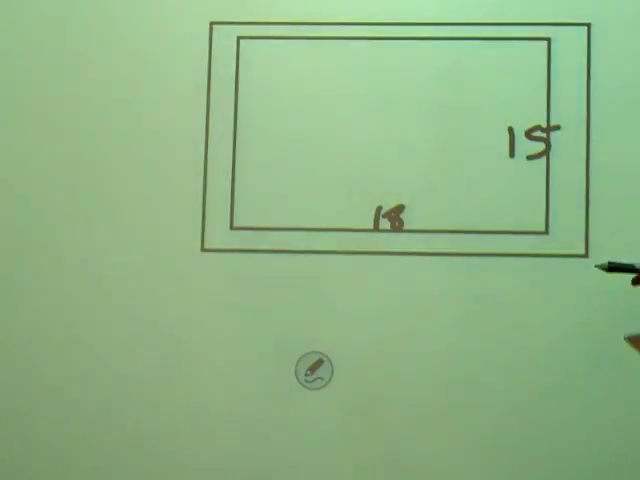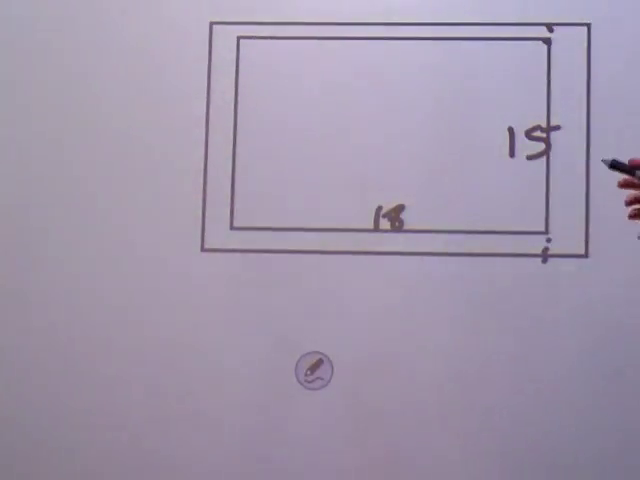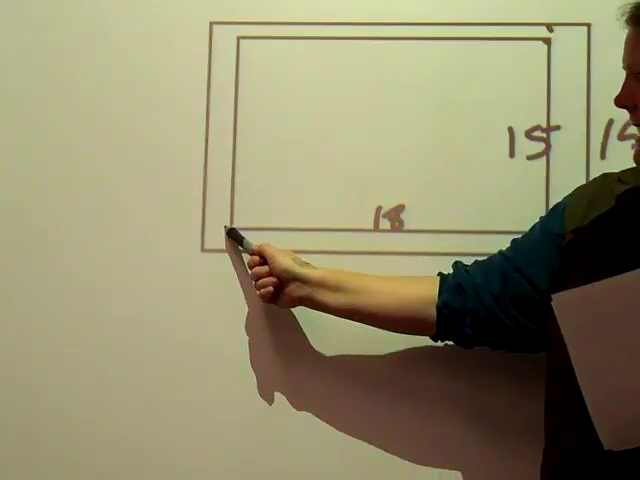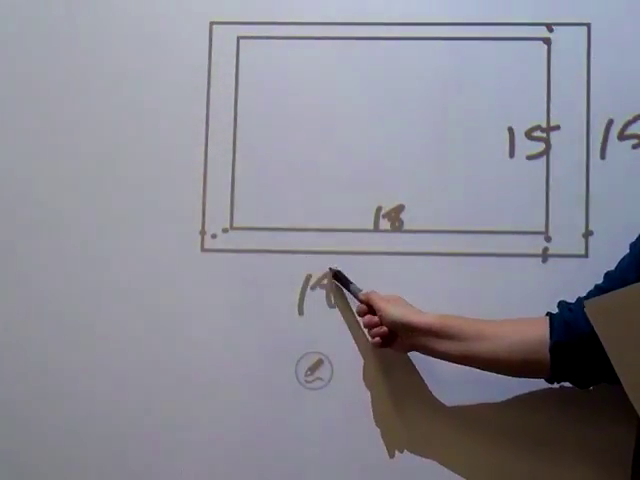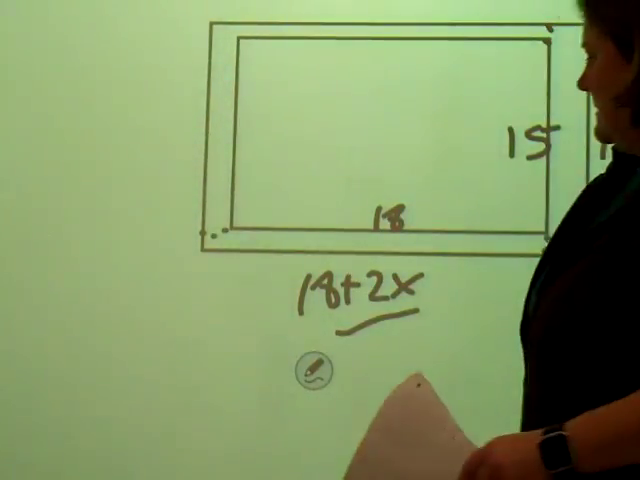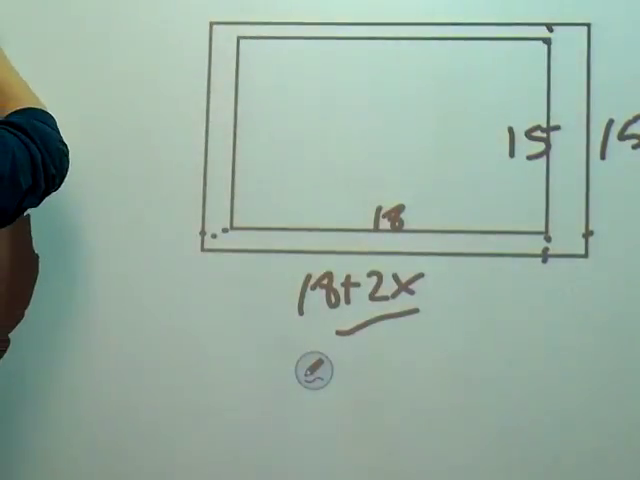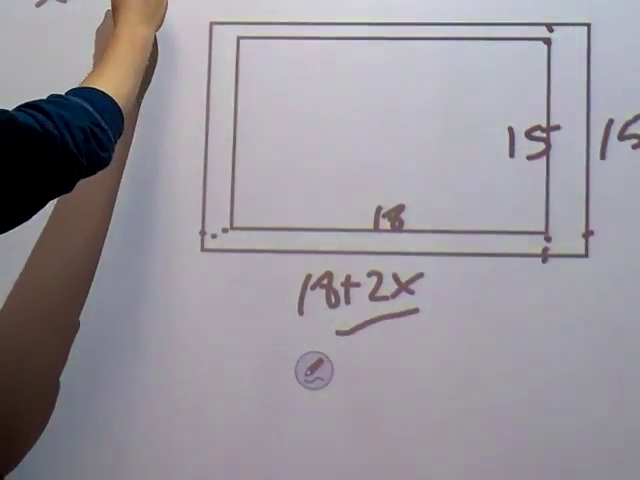So what was 15 here, I'm adding an unknown and an unknown. So now this is 15 plus 2 unknowns. Okay, what was 18 here, I added an unknown and an unknown. So this is 18 plus 2 unknowns. Okay, so my huge rectangle would be length times width. So we would set this up as 18 plus 2x times 15 plus 2x.